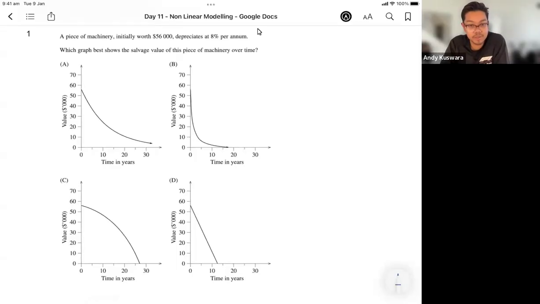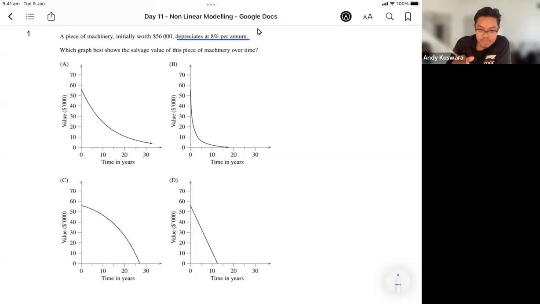A piece of machinery initially worth $56,000 depreciates at 8% per annum. Which graph best shows the salvage value of this piece of machinery over time? Now, if something depreciates at 8% per annum, it's never truly going to reach zero. It's going to get smaller and smaller, but because it's depreciating at 8% per annum, the value will get smaller and smaller, but it will never hit zero.